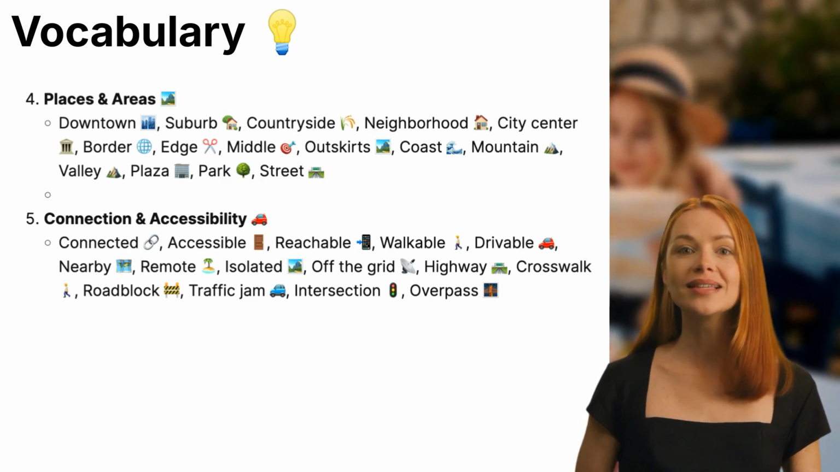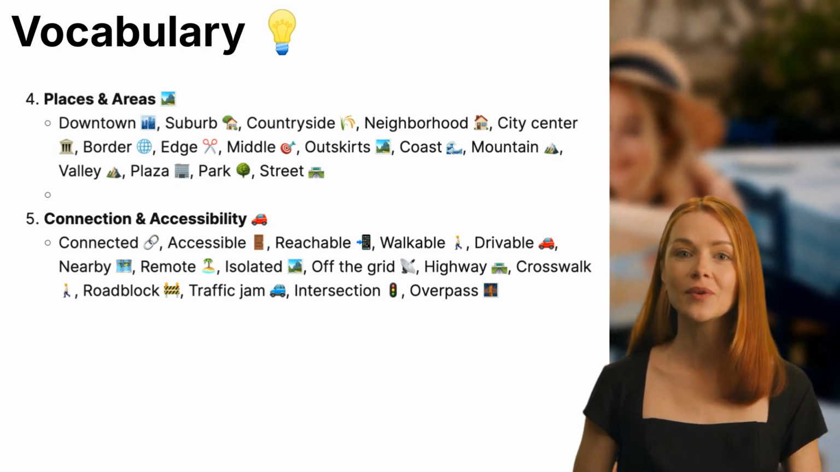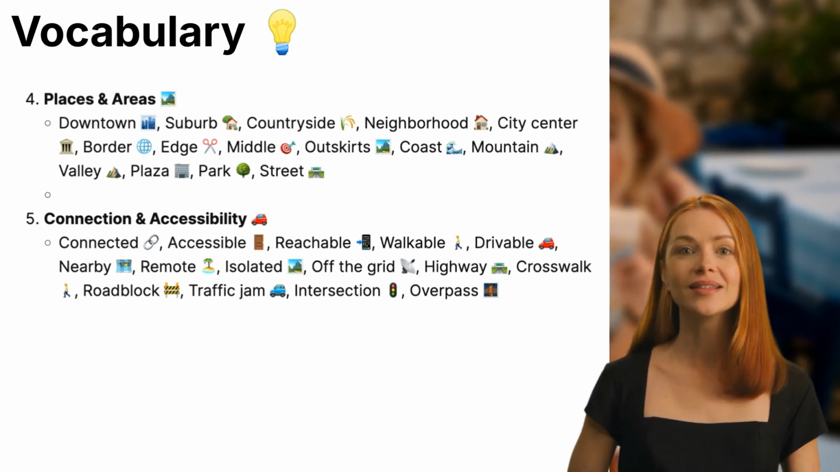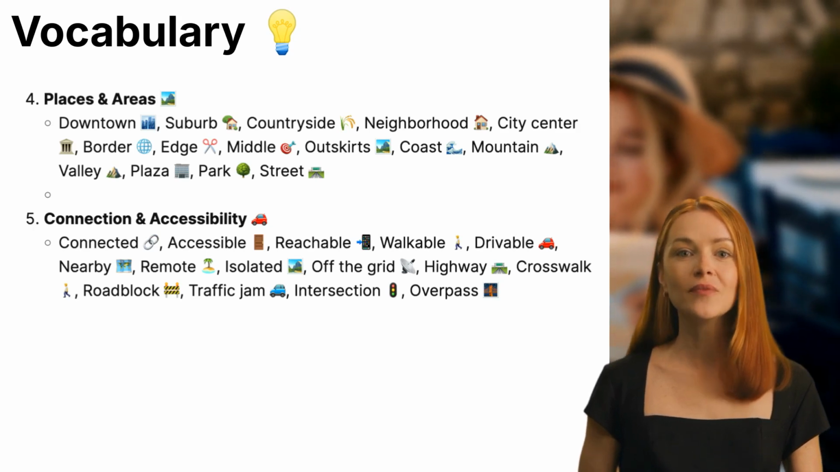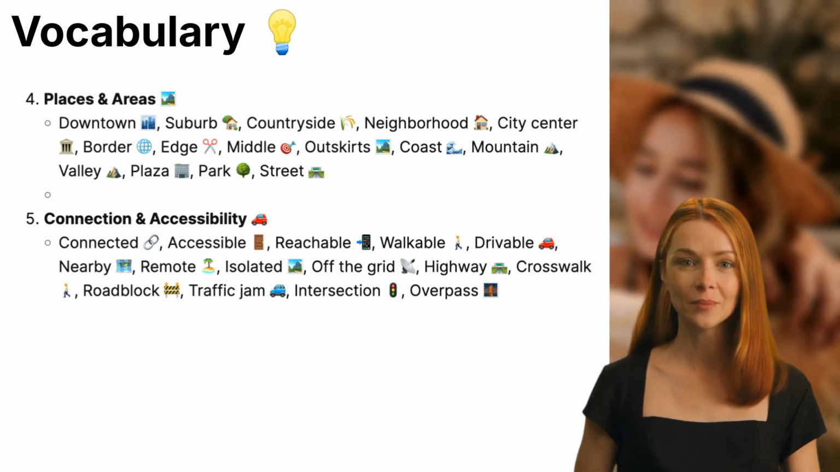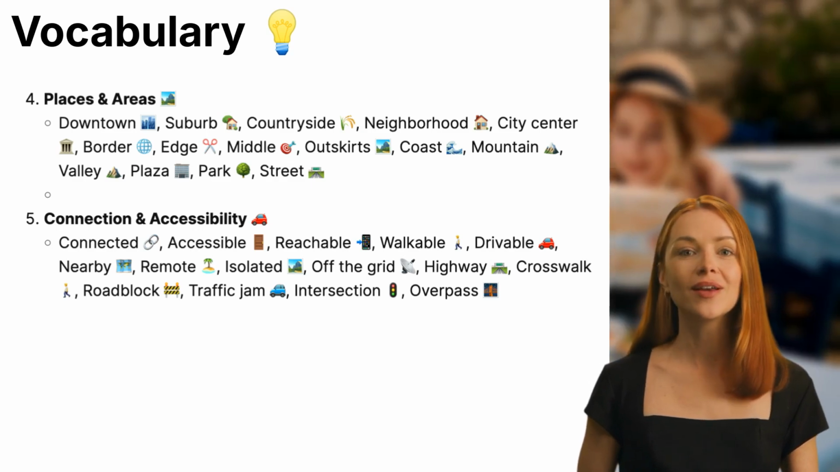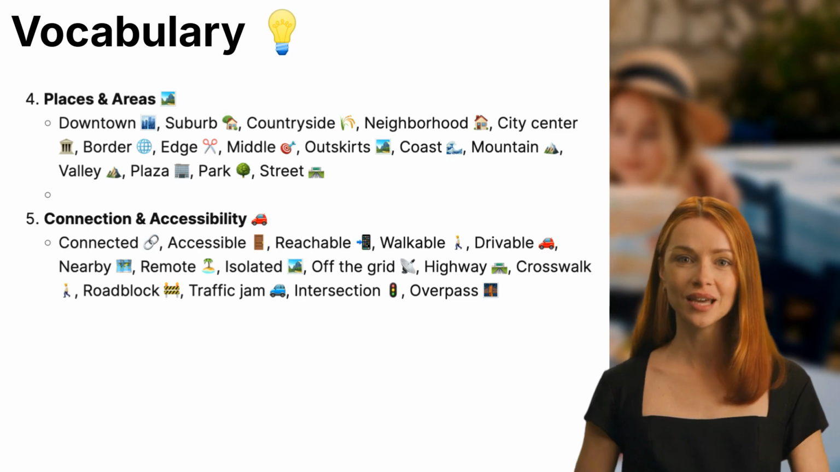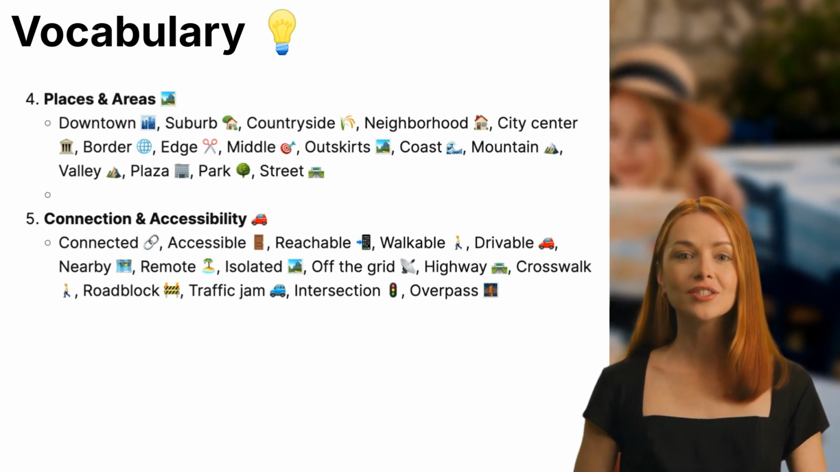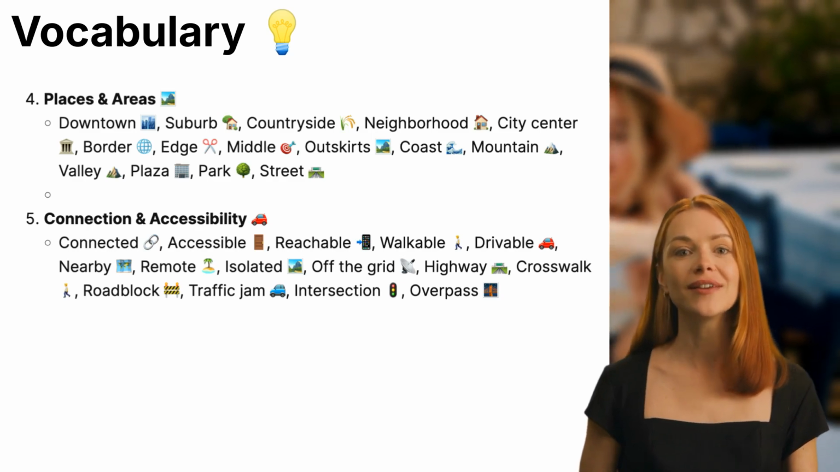4. Places and areas. Downtown, the main business area of a city. Suburb, a residential area outside the city center. Countryside, rural areas with fields and farms. Neighborhood, the area where people live around you. City center, the central part of a city. Border, a line separating two areas, countries, or regions. Edge, the outer limit of an area or object. Middle, the center of something.